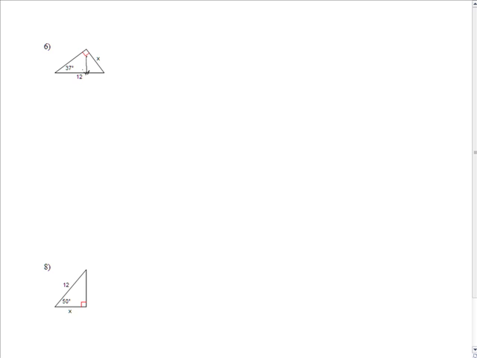Across from the 90-degree angle, this is the hypotenuse. Across from the angle that we're looking at, this is the opposite side. So we're dealing with the opposite side length and the length of the hypotenuse. The trig function that deals with that ratio is the sine function. Remember that sine is equal to opposite over hypotenuse.